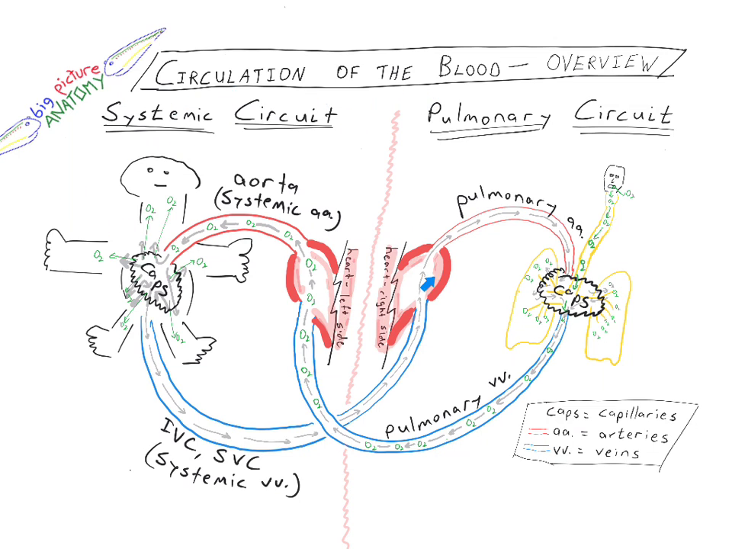A quick review: the right side of the heart pumps blood out the pulmonary arteries to the lungs, where oxygen is picked up. That blood then returns through the pulmonary veins to the left side of the heart, where it is pumped out through the aorta and ever smaller arteries to every part of the body, where that oxygen is used by the tissues, and the deoxygenated blood then returns through the inferior vena cava and superior vena cava to the right side of the heart.